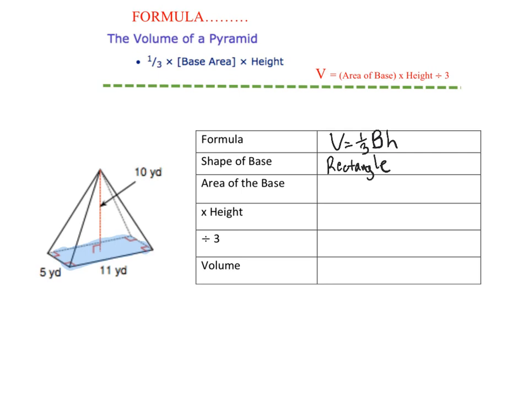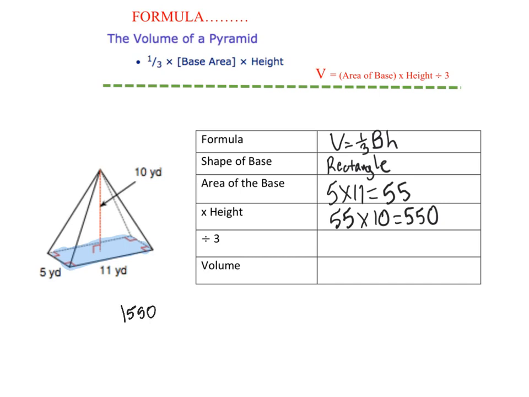Now I need to figure out the area for that. So I do 5 times 11 to get 55. Now I need to multiply that by the height of the entire pyramid. So I do 55 times 10 to get 550. So I need to divide this to the side by 3.